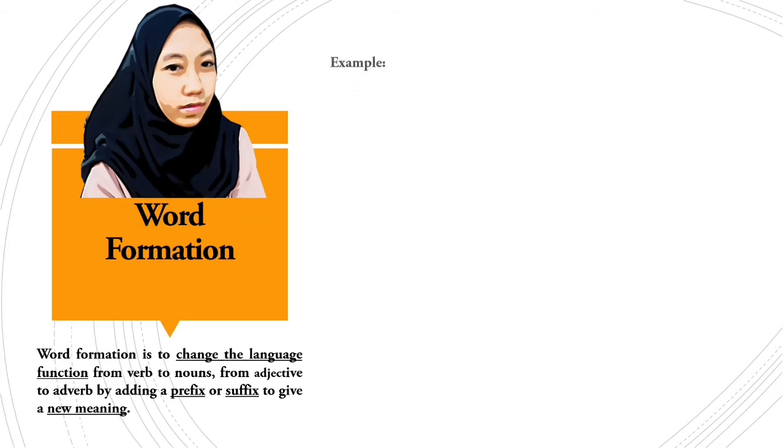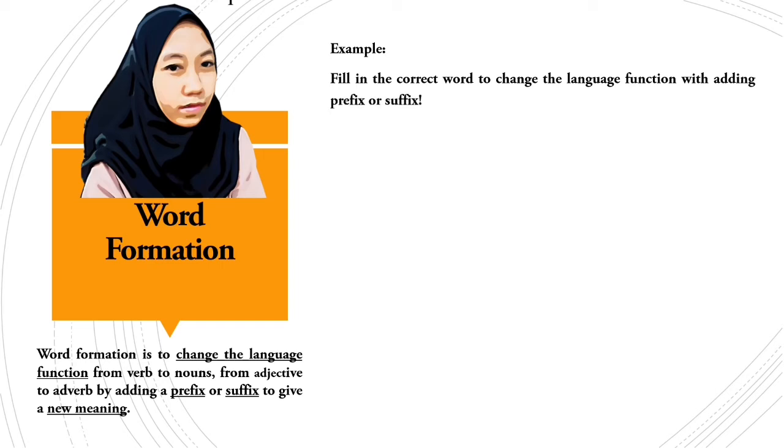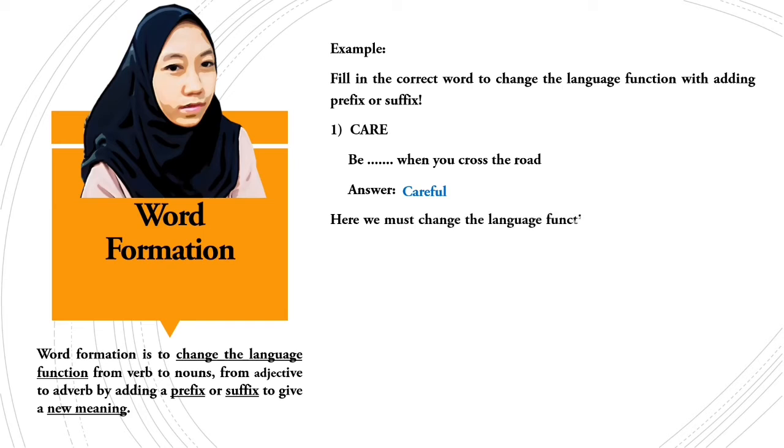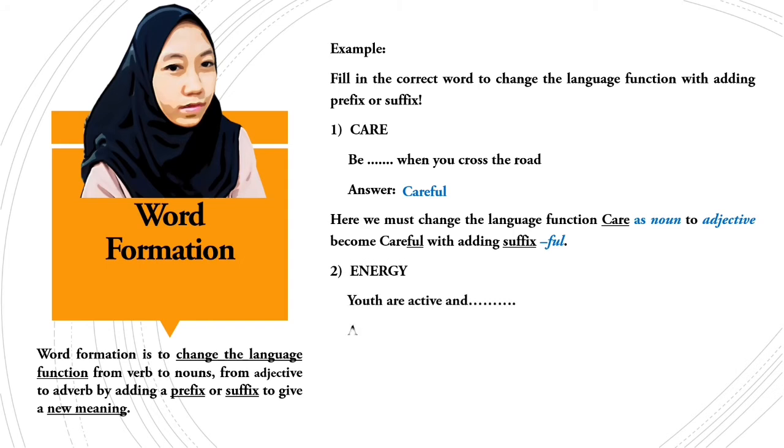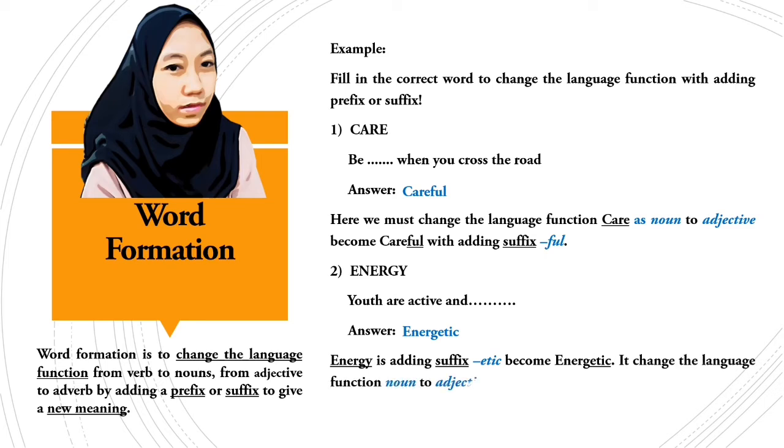For example, fill the correct word to change the language function with adding prefix or suffix. Number 1 is care. Be blah blah blah when you cross the road. The answer is careful. Here we must change the language function care as noun to adjective. Become careful with adding suffix full. Number 2, energy. You are active and blah blah blah. The answer is energetic. Energy is adding suffix etic, become energetic. It change the language function noun to adjective.